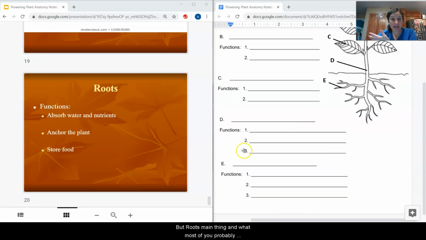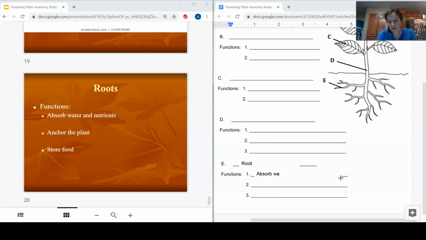But the main thing roots do, and what most of you probably know, is that the purpose of the root is to absorb water and other minerals in the soil. So when you fertilize, you're adding minerals to the soil. Now, why does a plant need other things besides water? Well, they need nitrogen because they're making sugar, CHO, carbon, hydrogen, oxygen, but they need that nitrogen and that phosphorus from the soil to make more DNA, to make more proteins. And so those are the minerals that we're talking about. Those aren't the only minerals they need, but those are important ones.